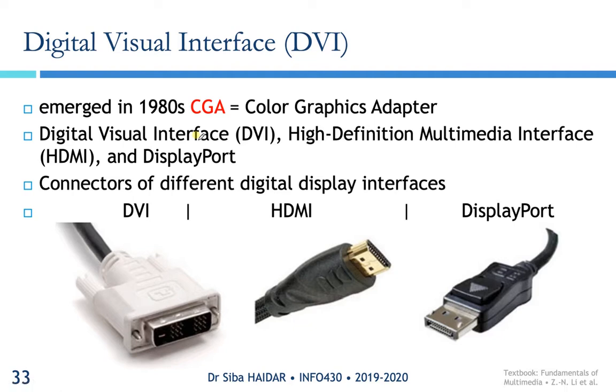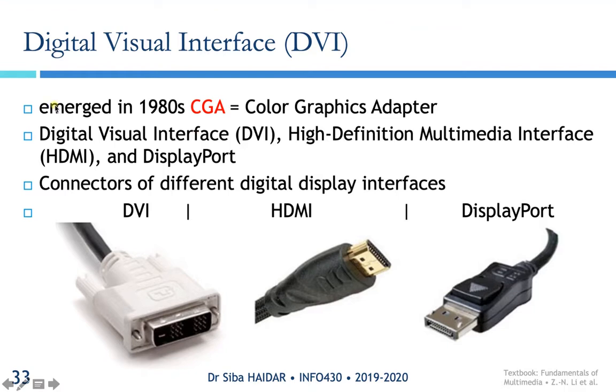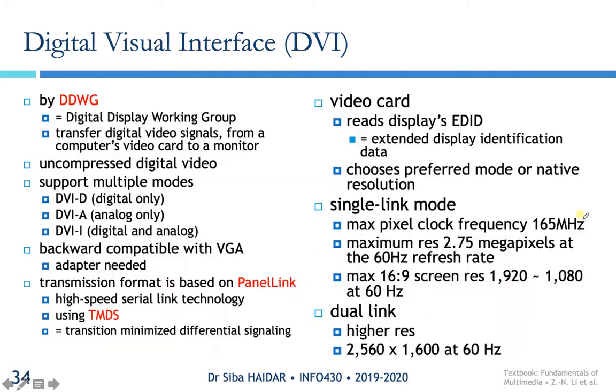Another kind are the digital video connectors, the display interfaces, and they emerged in 1980 with CGA, which is the Color Graphics Adapter. Digital Visual Interface (DVI), High Definition Multimedia Interface (HDMI), and DisplayPort are three kinds of those connectors, and we will see them here.